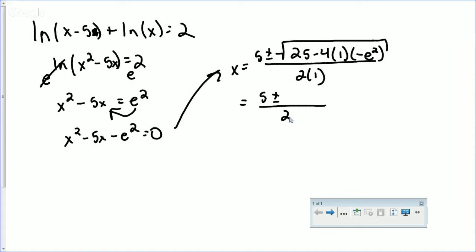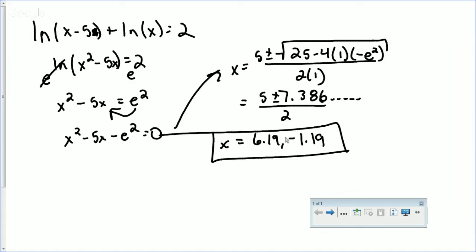And you're going to get plus minus 7.386, and it keeps going on forever. So we'll keep using that answer when we plug it back in. So then you'll get x equals 6.19 and negative 1.19. Okay, so that's what x is.